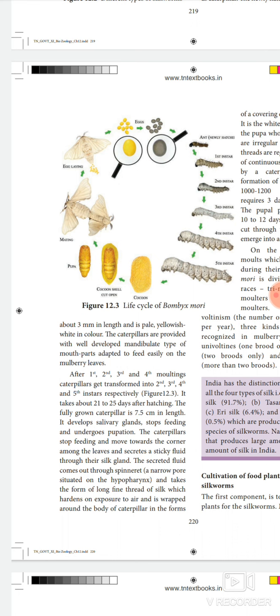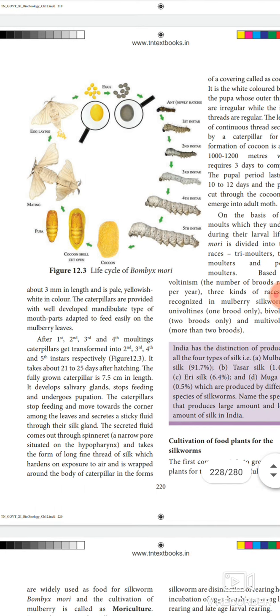It takes about 21 to 25 days after hatching. The fully grown caterpillar is 7.5 cm in length. It develops the salivary glands, stops feeding and undergoes pupation. The caterpillar stops feeding, moves towards a corner among the leaves and secretes a sticky fluid through the silk gland. The secreted fluid comes out through the spinneret and takes the form of a long fine thread of silk.